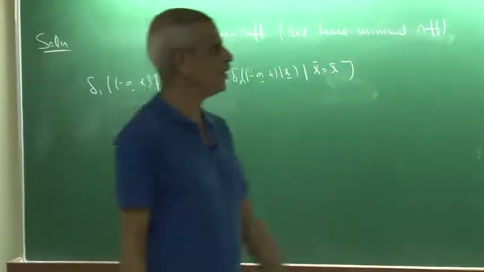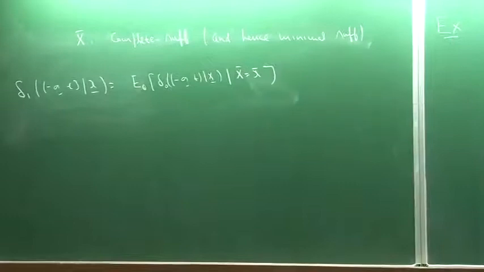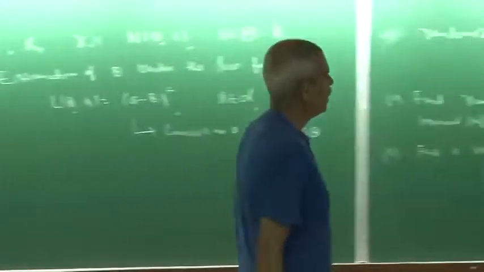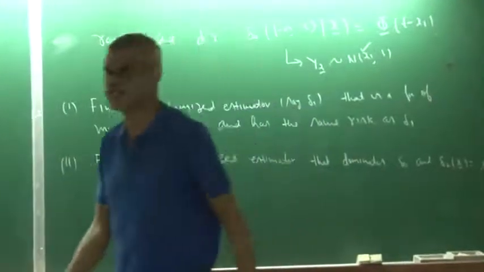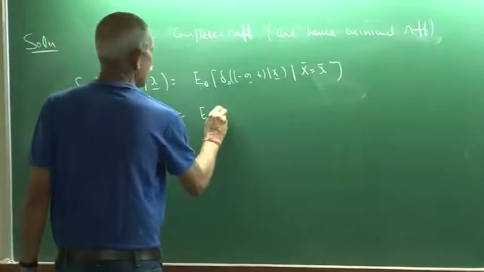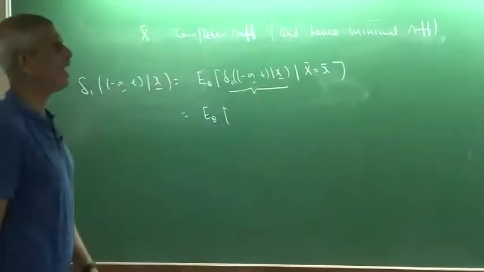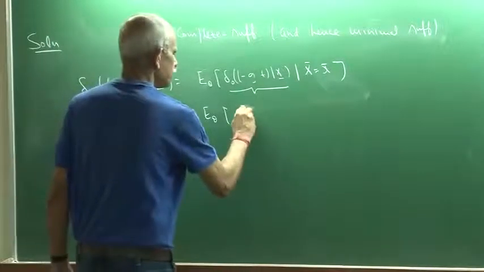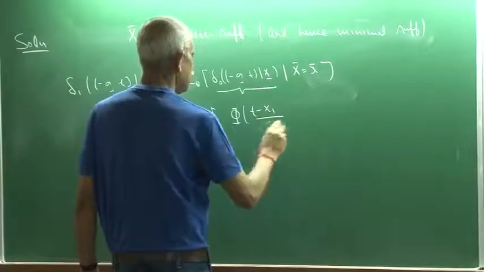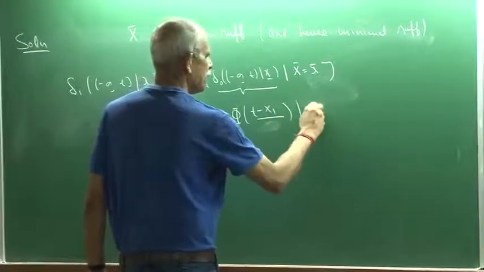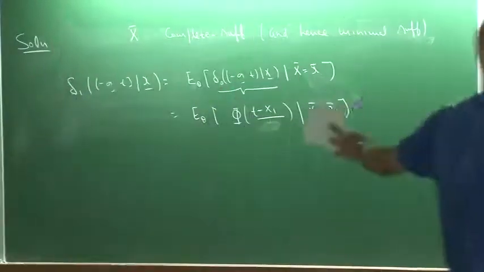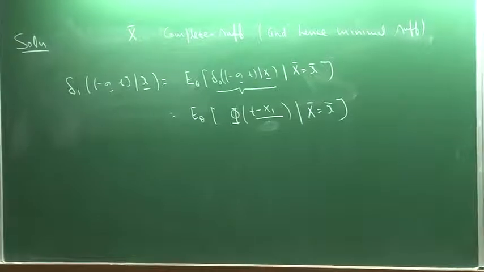That is what my estimator is. So it is the conditional expectation of the given probability measure given that x bar is equal to small x bar. But what is this? This is phi of t minus x1. So this is the same as expected value of phi of t minus x1 given that x bar is equal to small x bar. This is what it turns out to be. I have just put the value of delta naught of minus infinity to t given x.